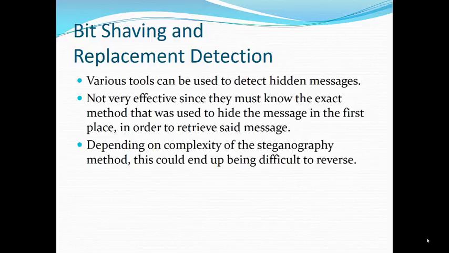Various tools can be used to detect hidden messages. One example of this might be Stegadetect. It's not necessarily very effective since they need to know the exact method that was used to hide the message in order to retrieve said message. Depending on the complexity of the steganography method, this could end up being very difficult to reverse. So Stegadetect is not necessarily a great way to reverse the hiding process.